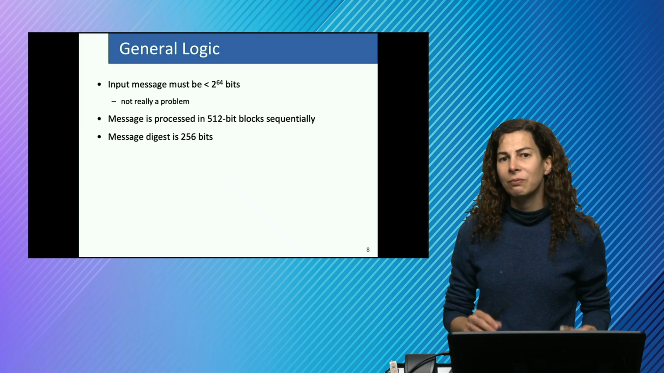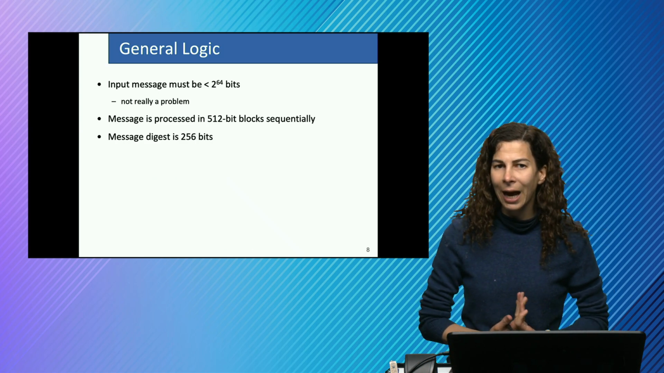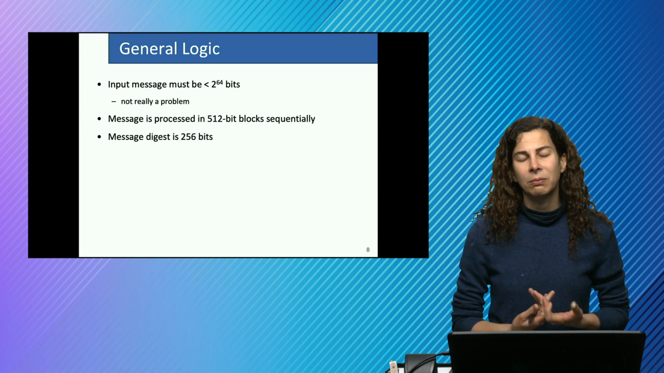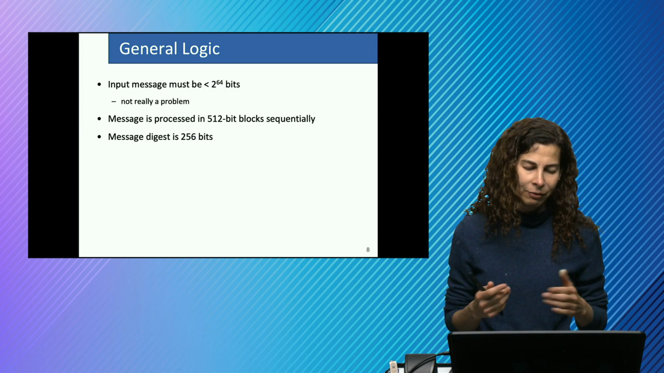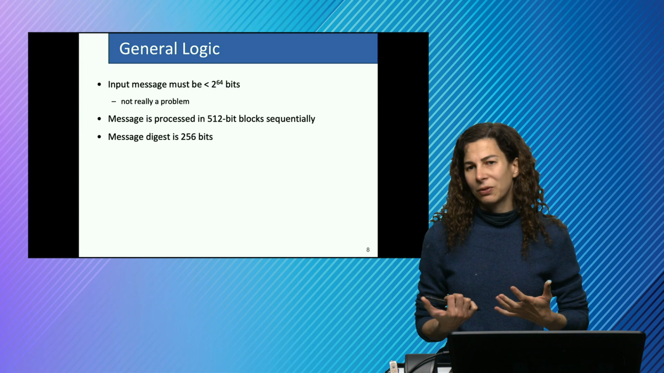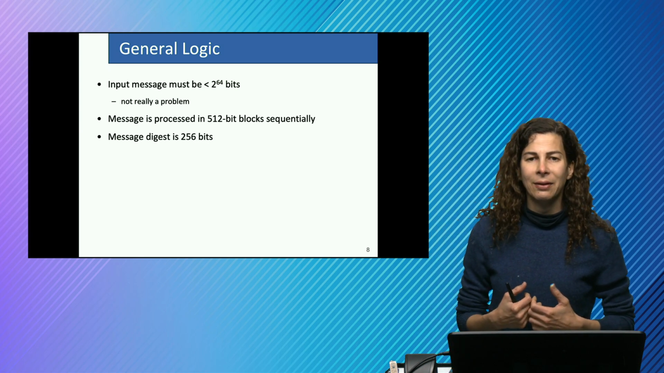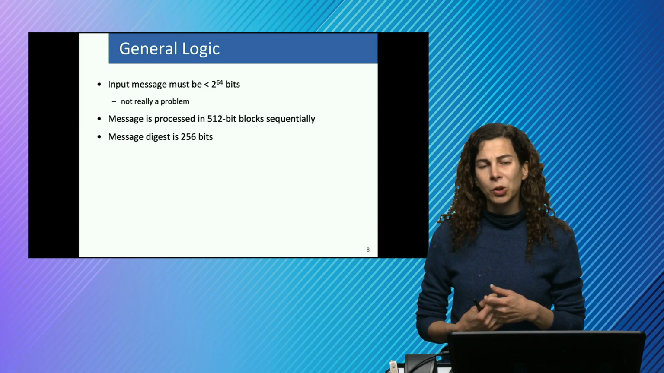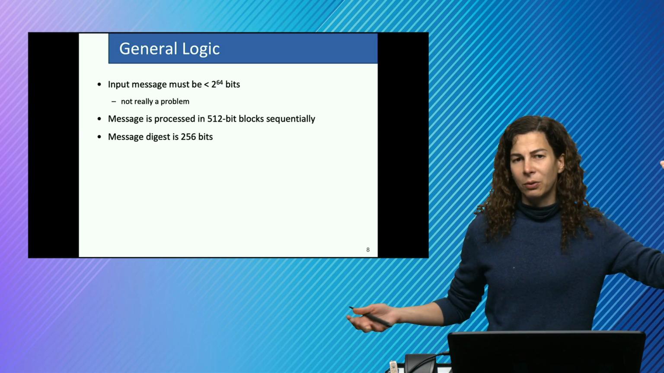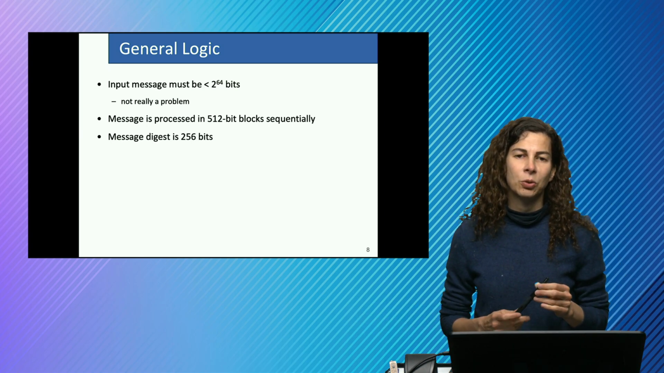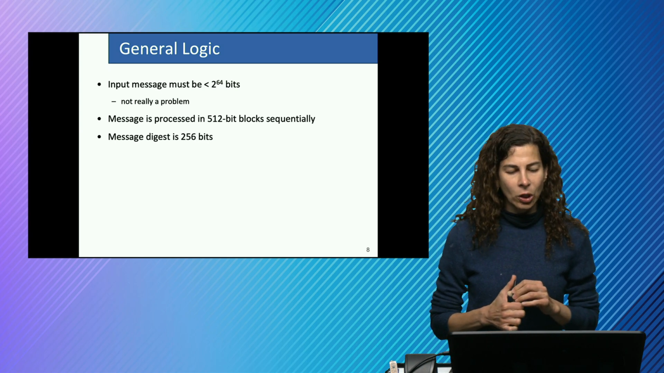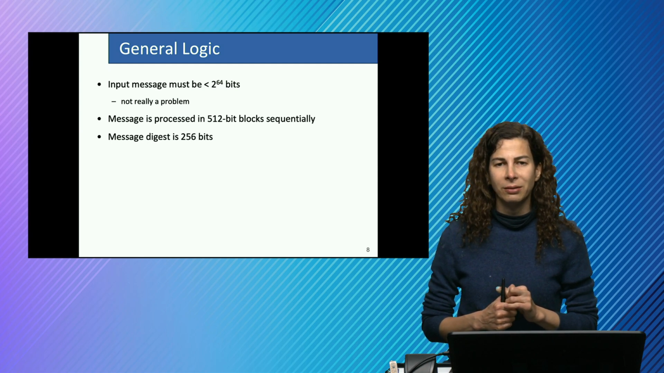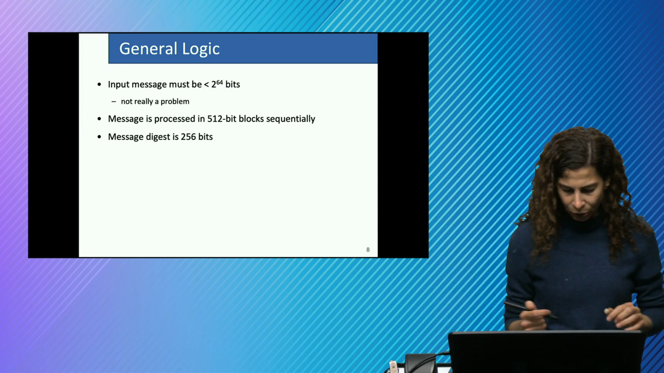Now, in this particular example that we have, the input message should be limited in the design that we have, and this is not really a problem, but just a design decision. The number we have set is 2 to the power 64 bits, which is not that small, so this should not be a problem for even big files being hashed using this algorithm. The message that we are sending to this hash function is processed in 512-bit blocks sequentially, and the message digest is 256.